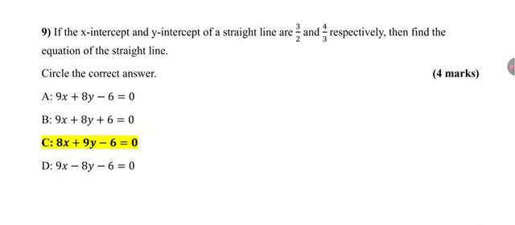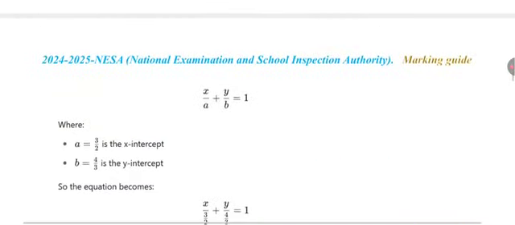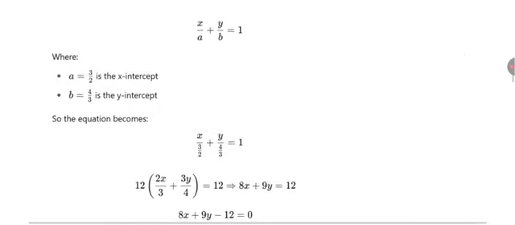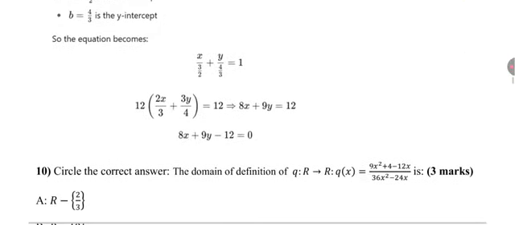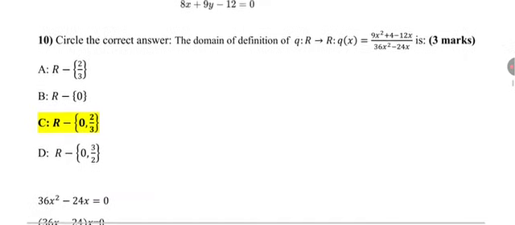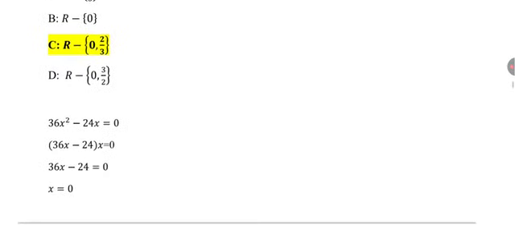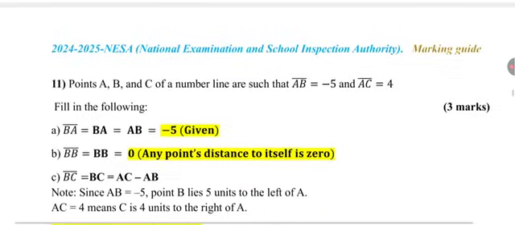Here there is number 9. And here is the proof of that answer. Here we have number 10. Circle the correct answer, the domain of definition in R of 9x plus 4 minus 12x over 36 squared minus 4x. Then its domain of definition is R minus the set of 0 and 2 over 3. Here there is the proof of finding that answer.